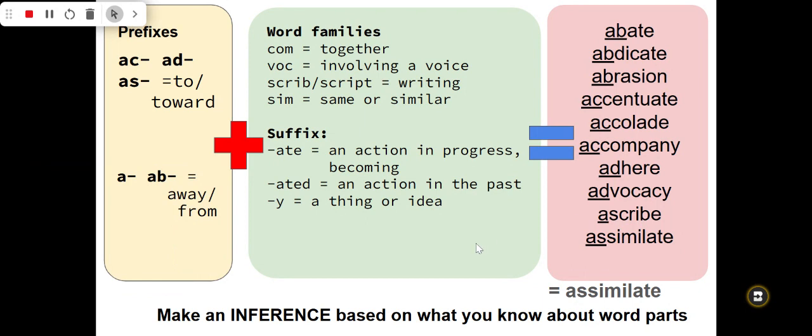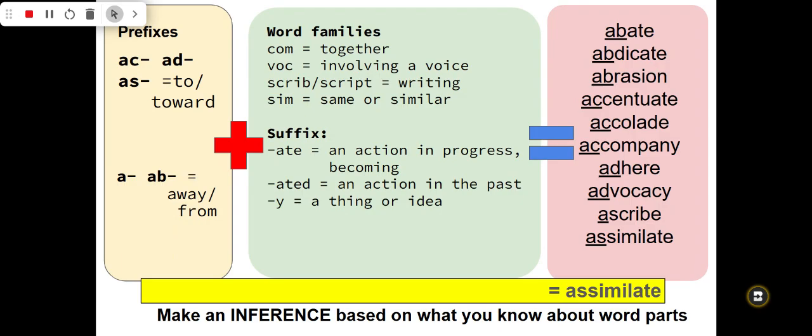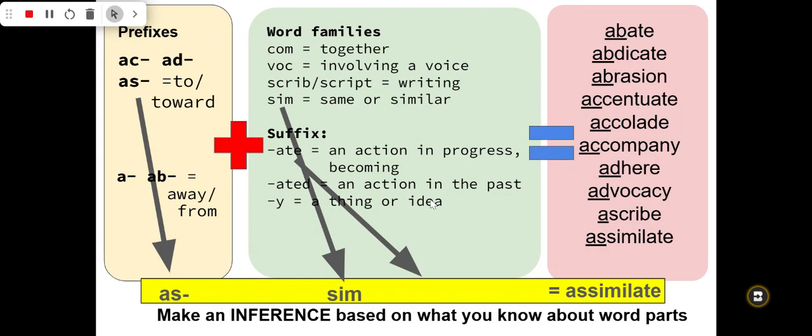Let's practice one. So assimilate is the word we're going to practice figuring out what it means. While looking at my prefixes, it comes from as, meaning to or toward. So whatever it means, it's going to probably have something to do with direction. It has sim, which means the same or similar. So maybe in the direction of being the same or getting close to, or something about changing to be the same. And then we have ate, which means the action is in progress or it's becoming.